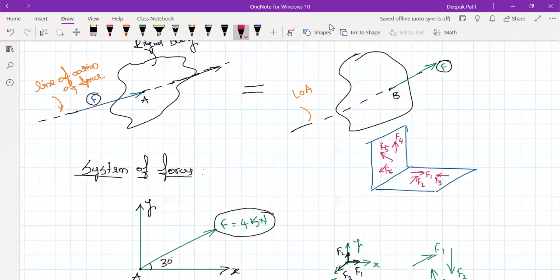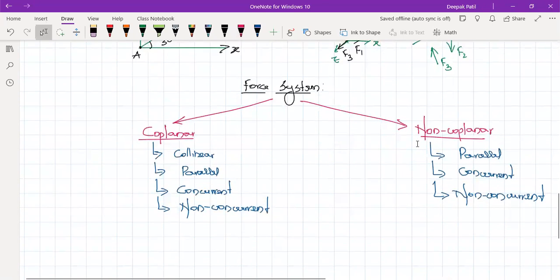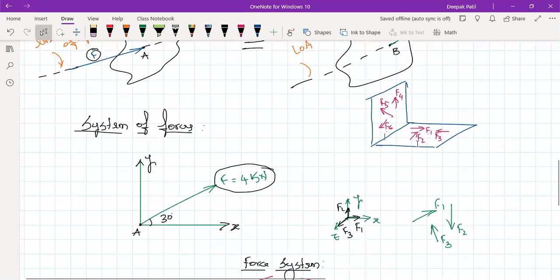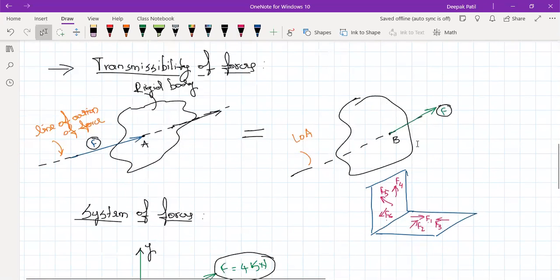Now if I say the system of forces comprised from F1 to F6, they are actually non-coplanar forces. Why are they non-coplanar forces? Because all the forces are not in a single plane. F1, F2, F3 are in one plane, F4, F5, F6 are in one more plane. F1, F2, F3 are coplanar, and F4, F5, F6 are coplanar. Have you understood? Is it clear? So any other doubts you have?